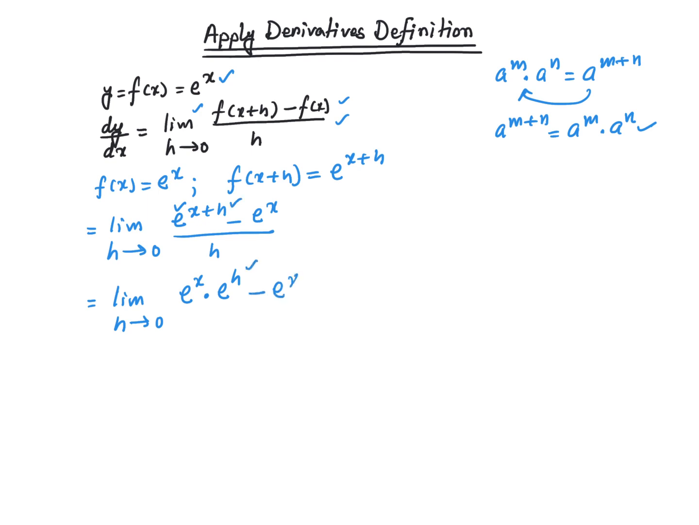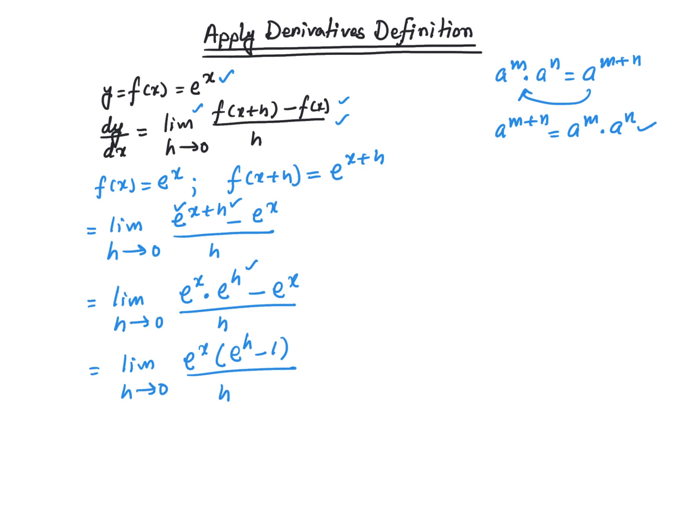Minus e to the power x, all of it divided by h, which is going to be the limit as h approaches 0. I could factor out e to the power x, right? That's going to give me e to the power h minus 1 divided by h. Now this is where we kind of run into a problem. I'm going to have to use something else that you may not know at this point.